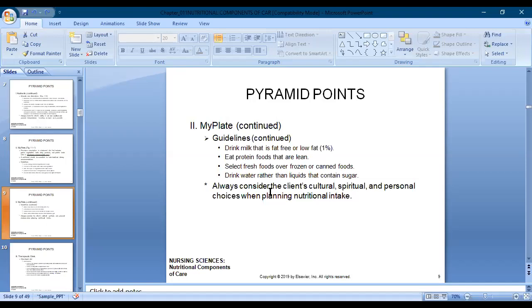Always consider the client's culture, spirituality, and personal choice. If some religions do not allow drinking alcohol and you do not show respect to your client, definitely it is not fair, and it is not allowed in our profession. We have to respect the patient regardless of their language, their religion, their race, right?